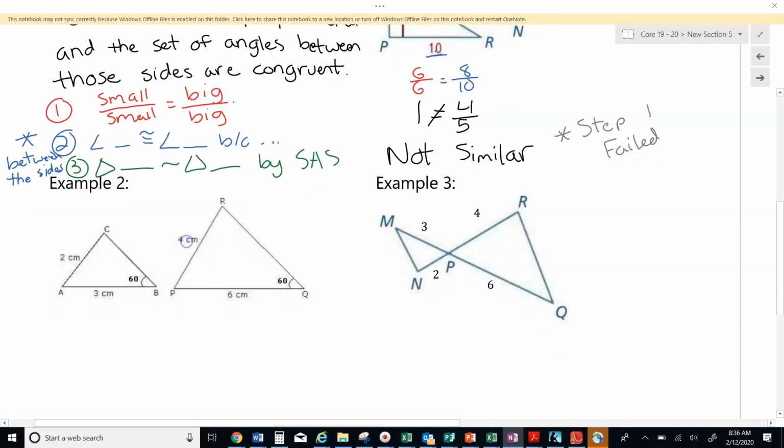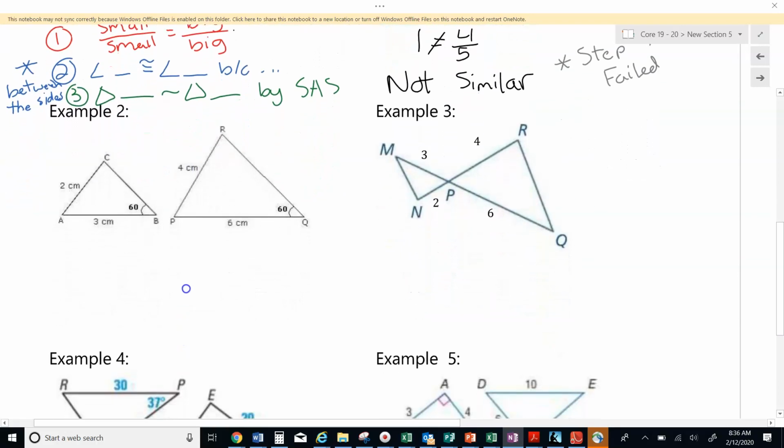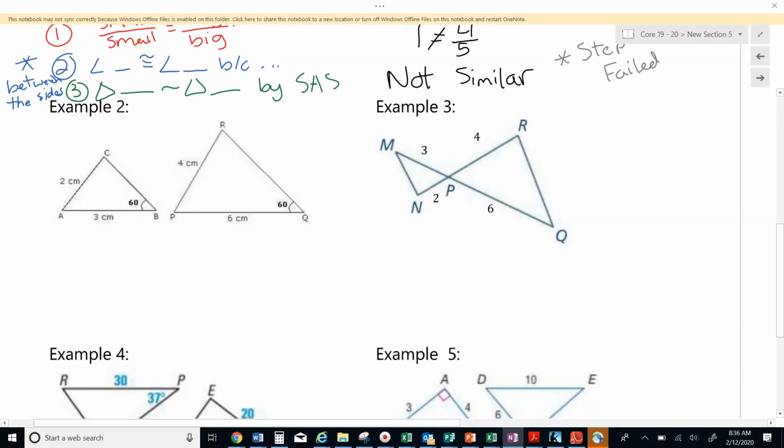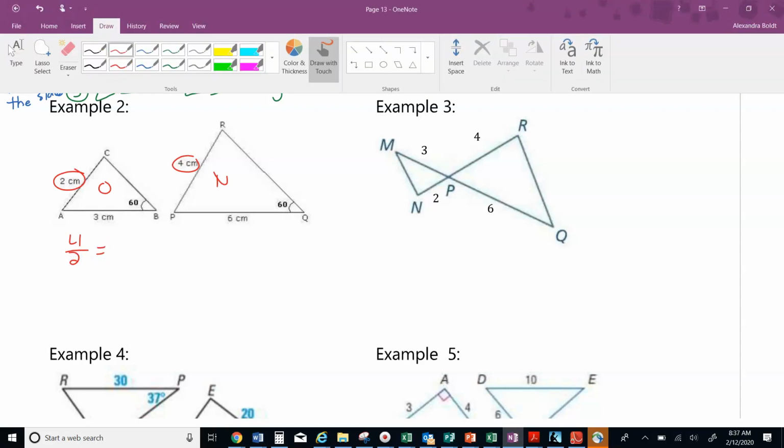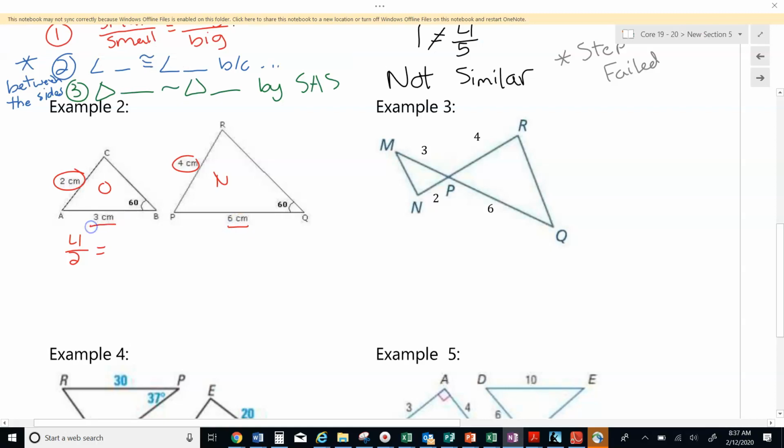So that's what it looks like when step 1 fails. Let's look at our second one. Okay. Same thing, I'm going to do small over small, so my small side, right? 2 and 4, again, this is my old and new. So I'm going to do 4 over 2 should equal my bigger over my bigger side. Well, that's 2 equals 6 divided by 3 is 2. Okay, step 1, good.